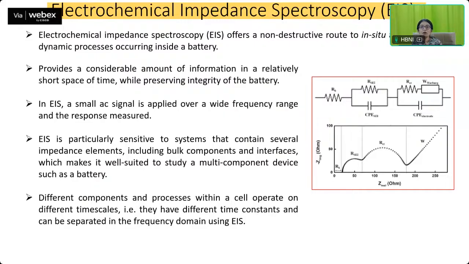One thing you have to remember is that different components and processes within a battery cell operate on different time scales. That is, they have different time constants, and they can be separated in the frequency domain using this electrochemical impedance spectroscopy.